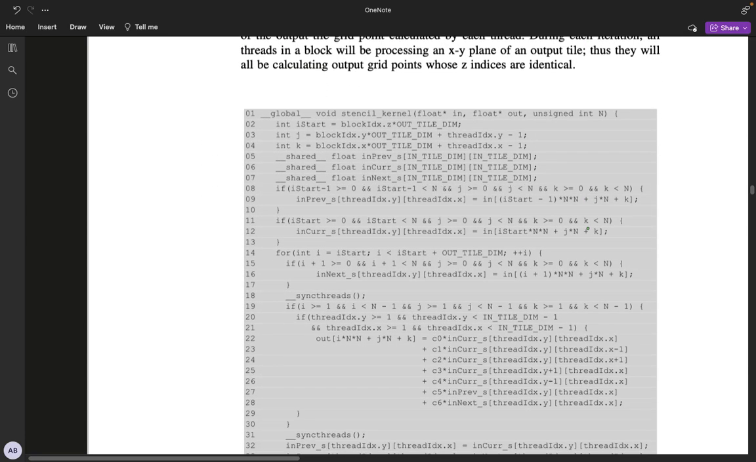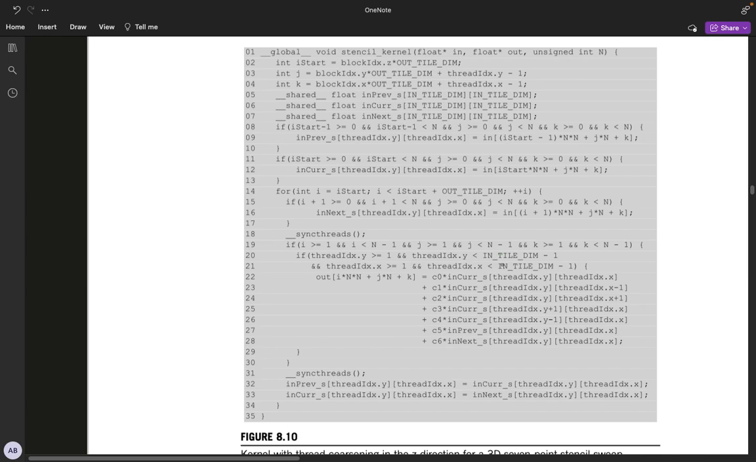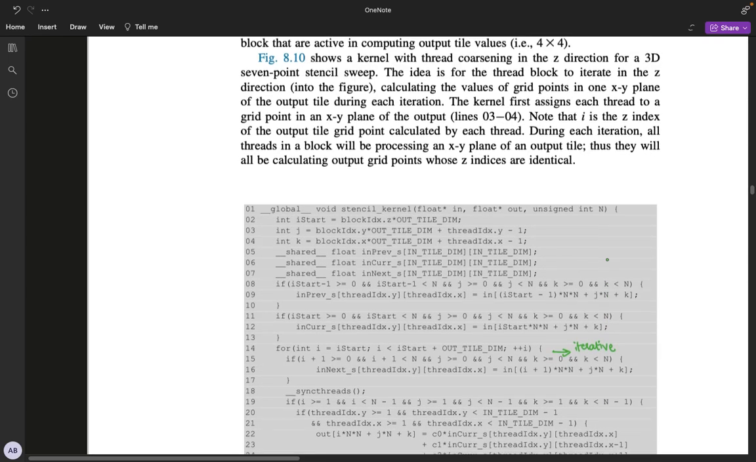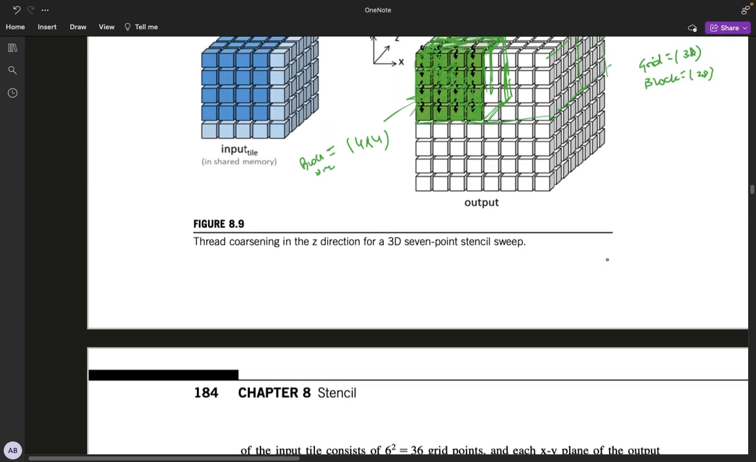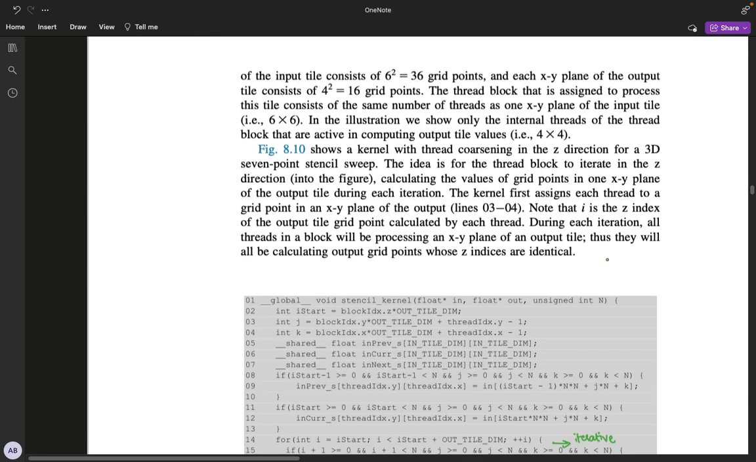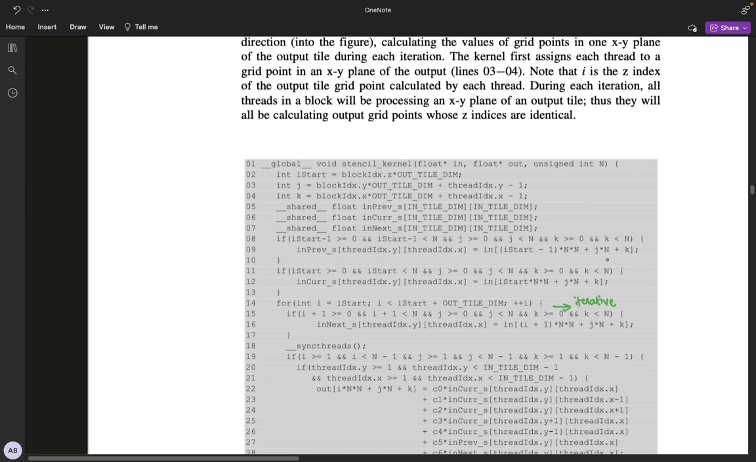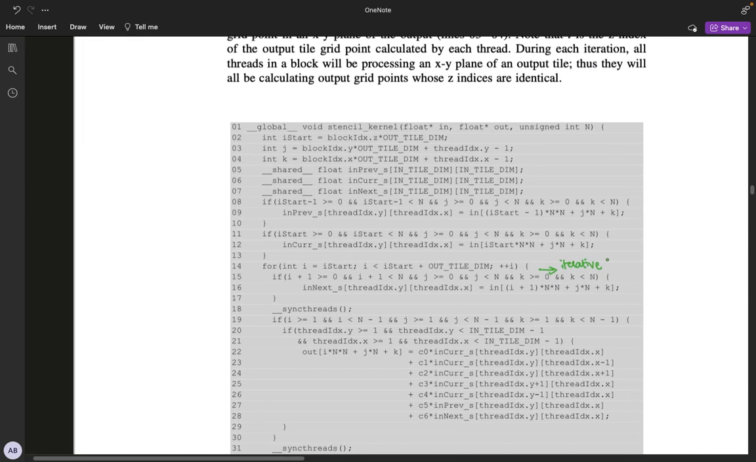Okay, so the code for this is the iterative approach I just talked about. Every thread iterates for the outer tile dimension size times here.